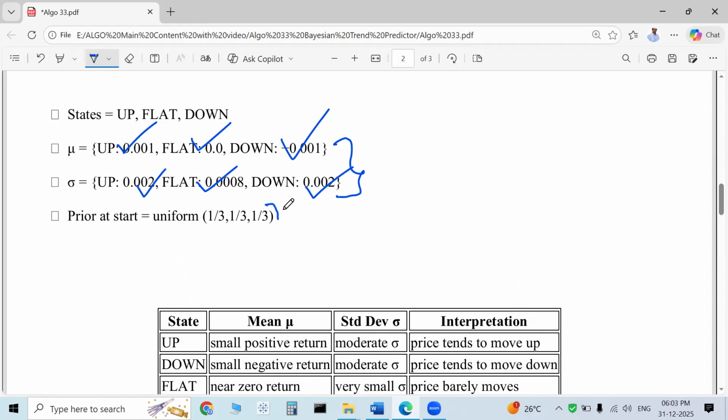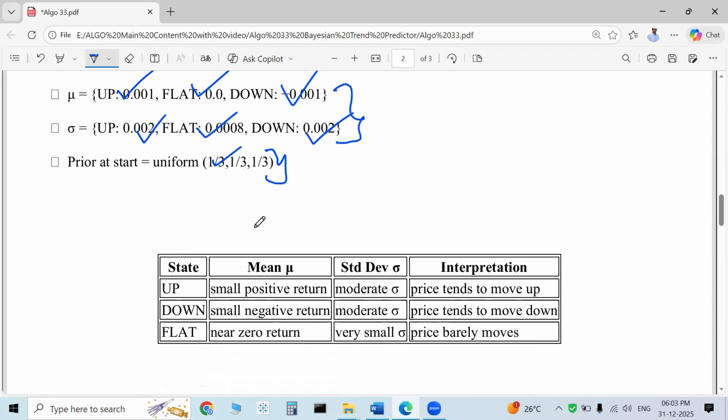We have considered that there is a possibility that it is either an up move, down move, or flat move. So the probability of up move is 1 by 3, the flat move is 1 by 3, and the down move is 1 by 3. So that is basically the prior probability.